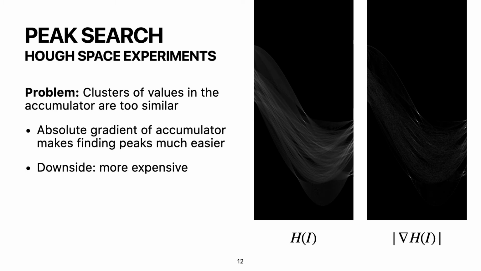In peak search, one problem is that certain clusters of values, for example, these wavy lines here, are very close in value, so it can actually throw off the peak picking. The workaround is using the absolute gradient of the accumulator, as you can see on the right, which makes finding peaks a lot easier. As you can see, these points are very highlighted. The downside is that it's slightly more expensive, but it works.